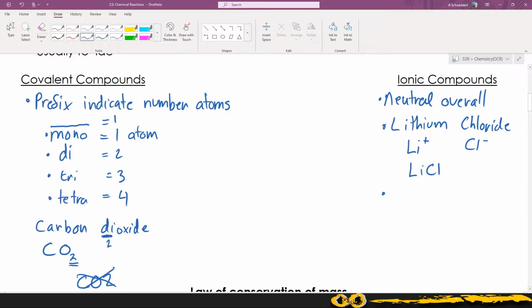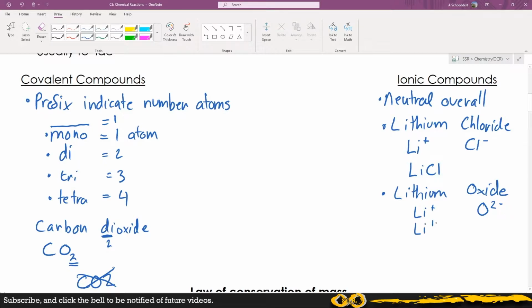A different example now, if we do lithium oxide. Lithium would have its charge of +1, but oxygen has a charge of -2. In order for this compound to be neutral overall, we would need a second lithium atom in order to cancel out the two negative charges on oxygen. Therefore, the formula would become Li2O. There's another special case in that some metals are known as polyvalent. And this means they have many charges.